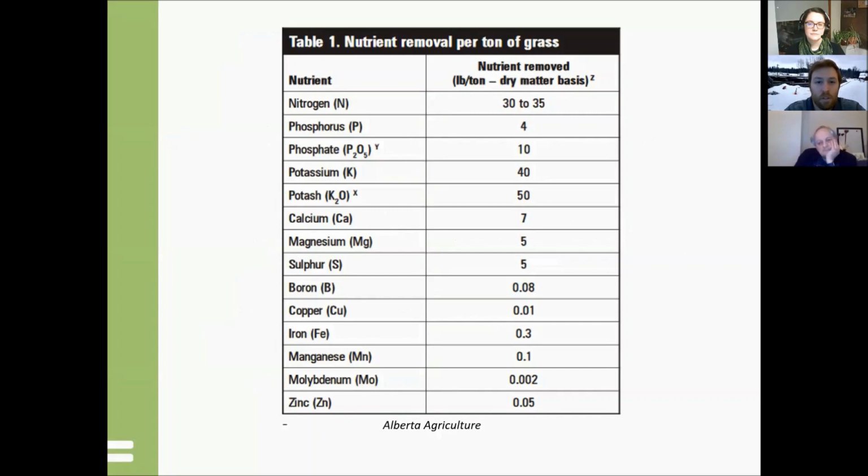Going farther down, you see phosphorus. Each ton is going to remove around 4 pounds per ton. Or if you think about it in fertilizer terms, 10 pounds of phosphate. And then going farther down, it gets to be less and less.